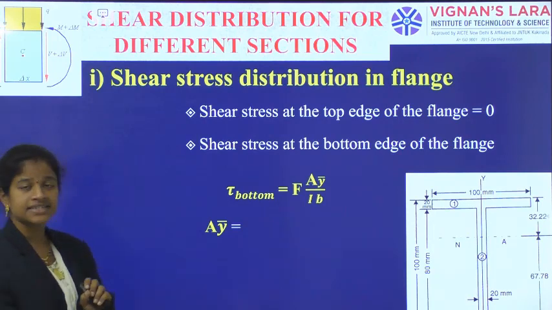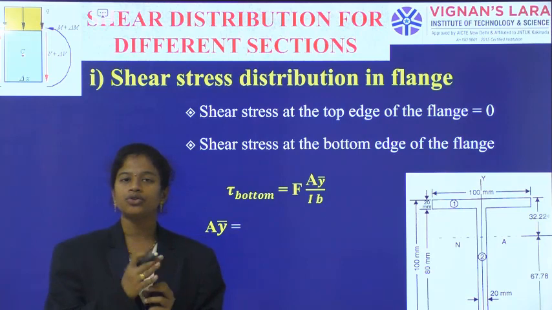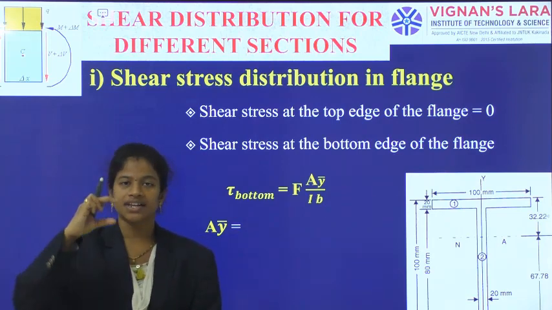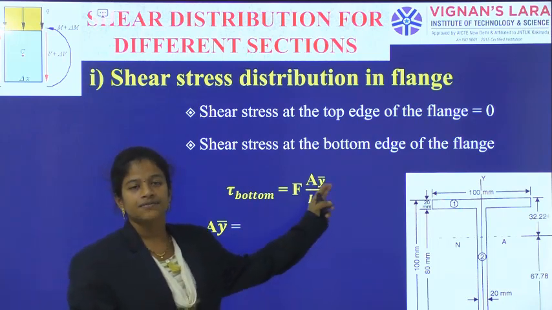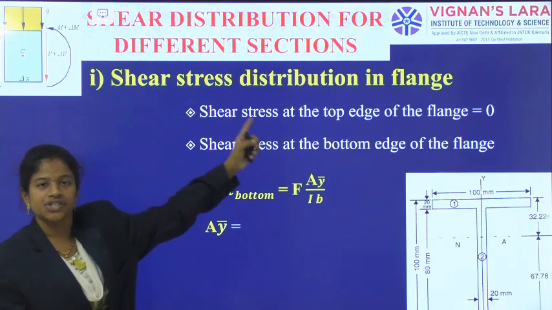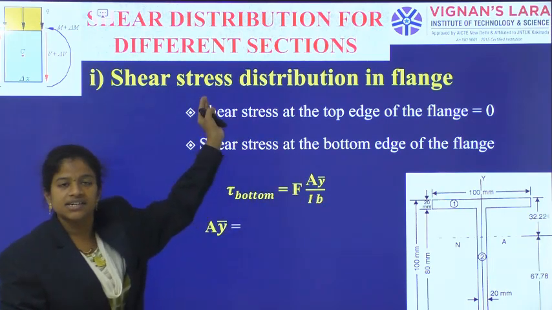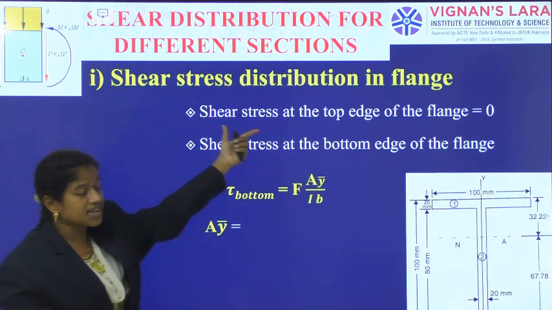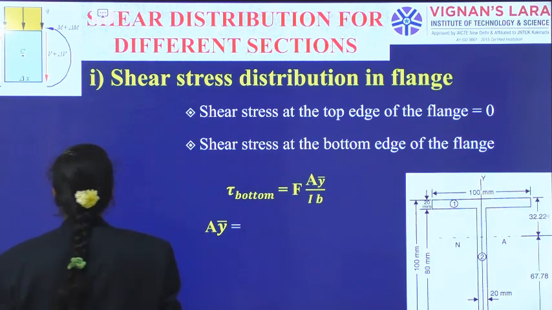Now, the next thing, we are going into the distribution chart. Once we do the distribution, we have to generate it step by step, like we have already done for the I section. Here also, for the flange and for the web, one by one. Firstly, shear stress distribution in the flange. No need for the bottom flange because we do not have any. The shear stress at the top edge of the flange is 0. Why is it 0?